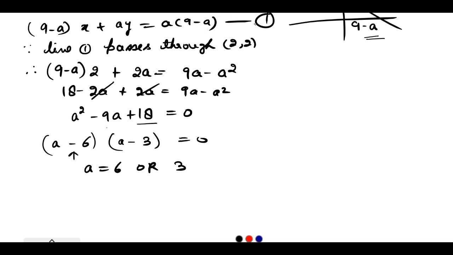Put these values of a in equation 1. First of all, for a is equal to 6. When x intercept is 6, then y will be 3. And when x intercept is 3, then y intercept will be 6.